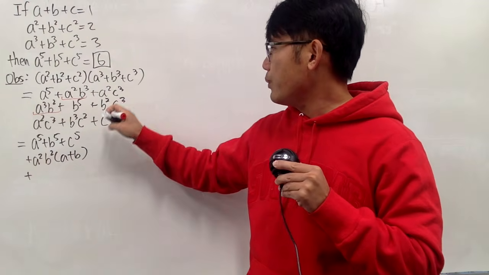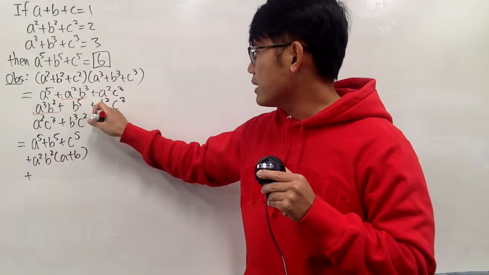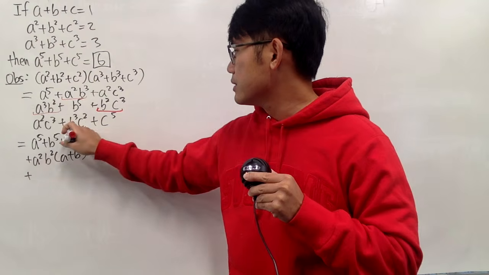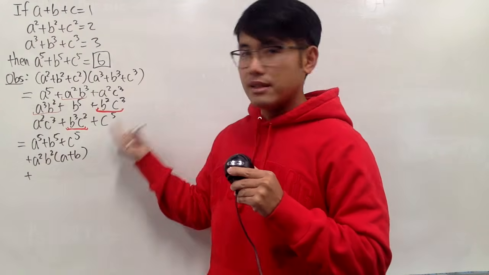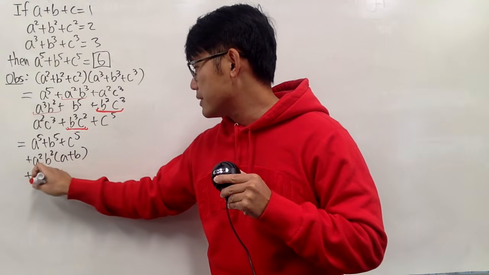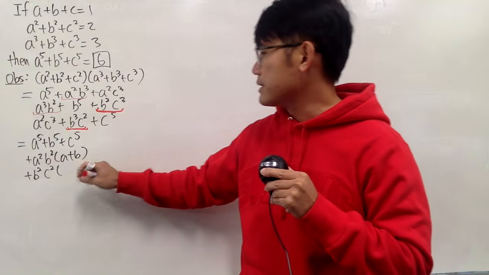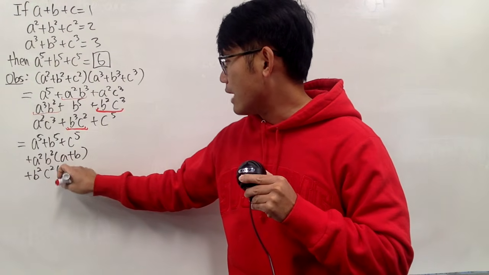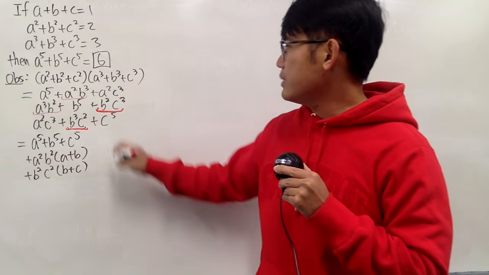And then next, let's see if we can factor the b squared, which is right here and right here. You see? We have the b squares we can factor out. So in fact, the c squared too. So we can factor out b squared, c squared, and with that said, we will end up with b plus c, right? So we have b plus c. So that's also very nice.